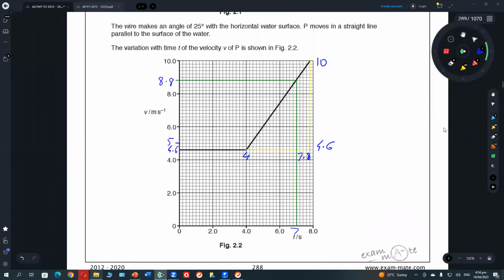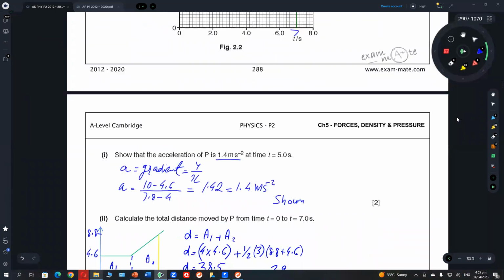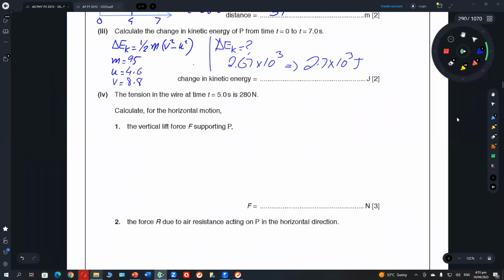So it's 280, and if I resolve it, I will get T sine 25 here, and here I will get T cos. What should I take for the vertical component? The T sine 25. T sine 25, and T is given as 280.